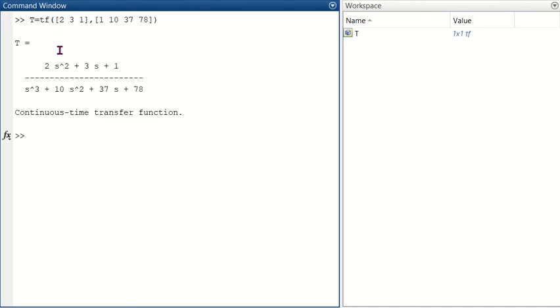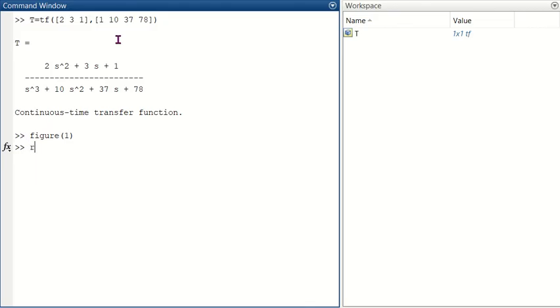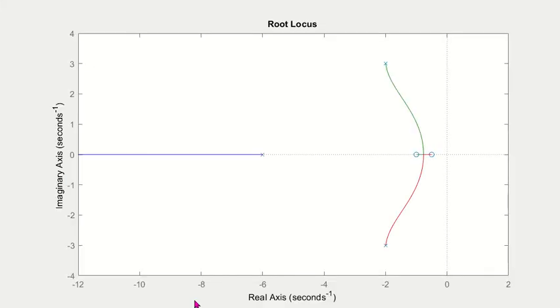So this is the transfer function: s square plus 3s plus 1 in the numerator, and s cube plus 10s square plus 37s plus 78 is the denominator. So let's first obtain the root locus. We'll draw this on a figure, let's say figure 1, and the command for obtaining the root locus is rlocus, as I just told you, and the transfer function is t. We defined this. So let's see how the root locus looks in figure 1.